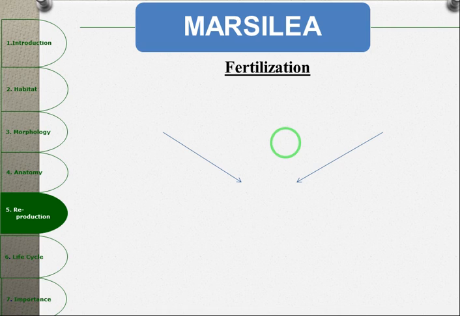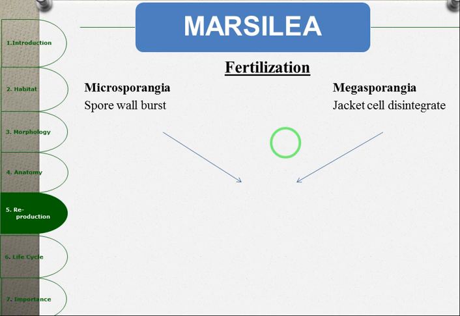Then there is the fertilization between the microspores and megaspores, the sperms and egg cells. Microsporangia and megasporangia will produce these when the spore wall of the microsporangia or the jacket cell of the megasporangia disintegrates. The sperms will be released and the neck will open for the acceptance of these sperms, and these sperms will move toward the neck, and ultimately the oosphere will be changed into oospore.